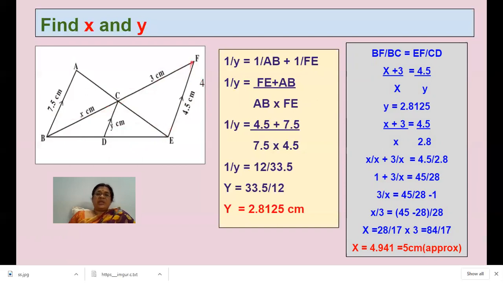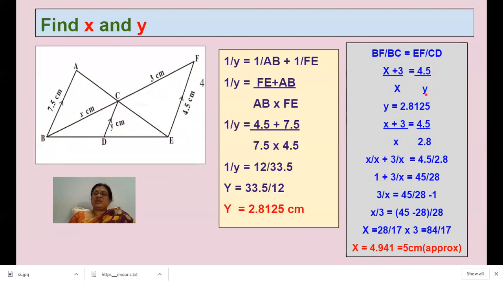So by this, see here, in the big triangle I have taken the base, that is FE. In the small triangle I have taken the base, that is CD, and that is equal to EF by CD. So in the big triangle I have taken BF, in the small triangle BC. BF is given as x plus 3, so BC will be x, and EF is 4.5. And CD is Y.